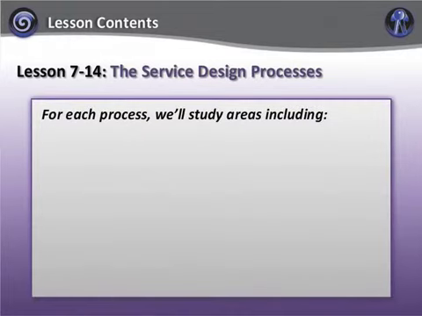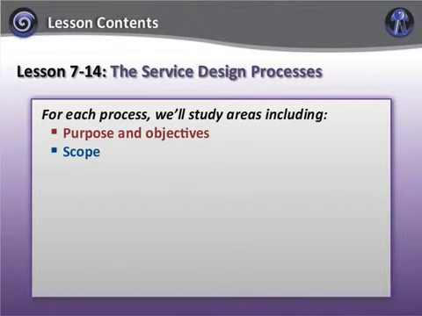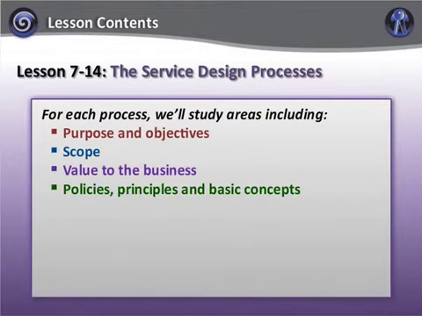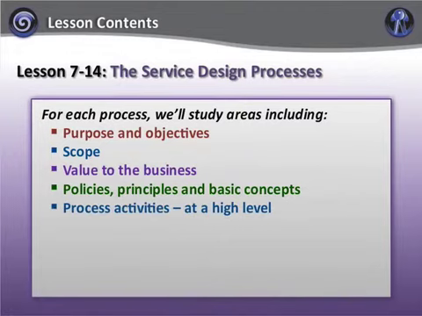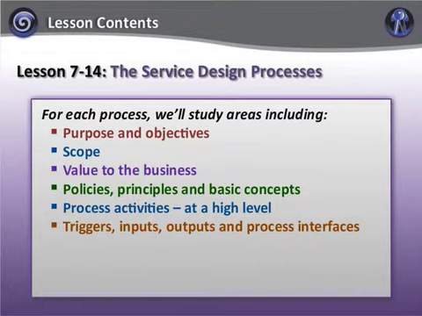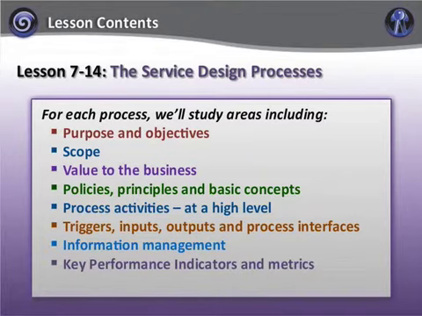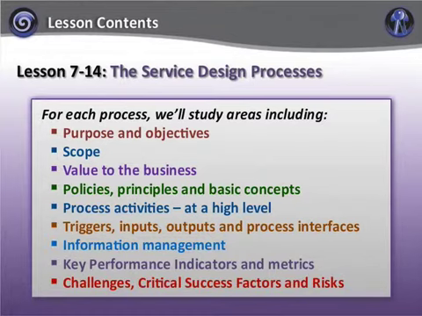For each process, we'll cover areas drawn from the list you can see here: the purpose and objectives of the process, the process scope, value to the business, policies, principles, and basic concepts, process activities at a high level, triggers, inputs, outputs, and process interfaces, information management, key performance indicators and metrics, and challenges, critical success factors, and risks.